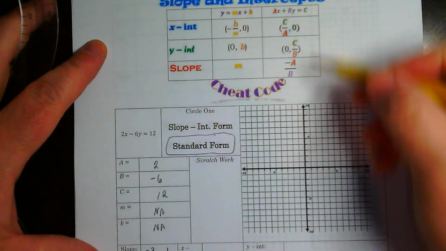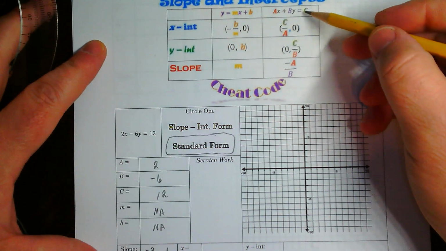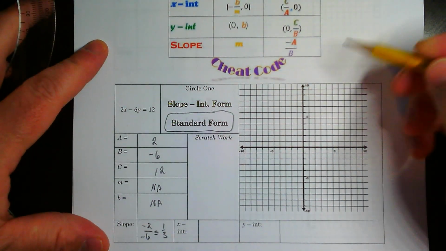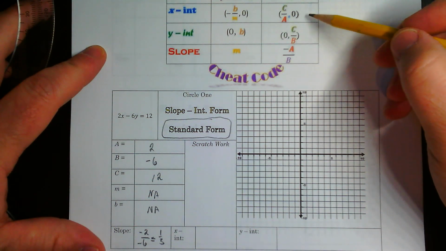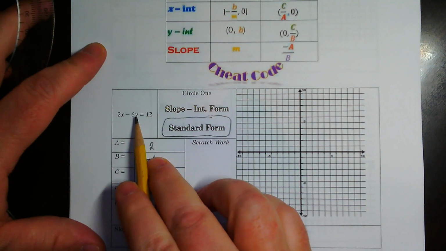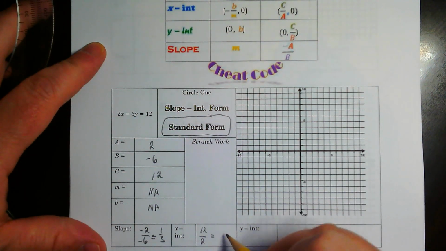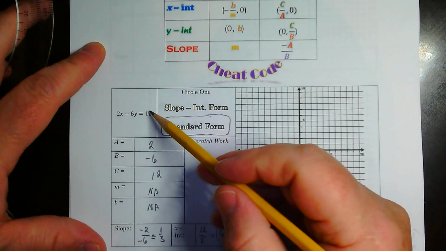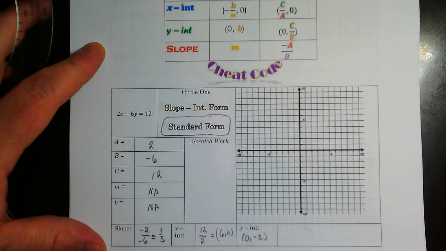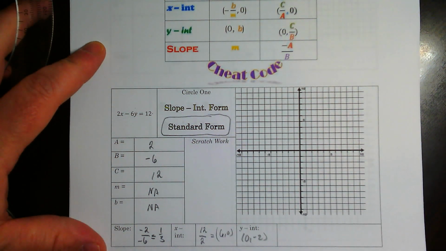There we go. Now the way we find our x-intercept from standard form, oh, there we go. Sorry, you couldn't see what I was writing. I apologize. Right, now the way we find the x-intercept from standard form is c over a. So c over a, 12 over 2. So 12 divided by 2. The reason is you put a 0 for y, you solve for x, right? So here we've got 6, 0. Now the way you find the y-intercept is it's this divided by that. So it's c divided by b. That's negative 2.